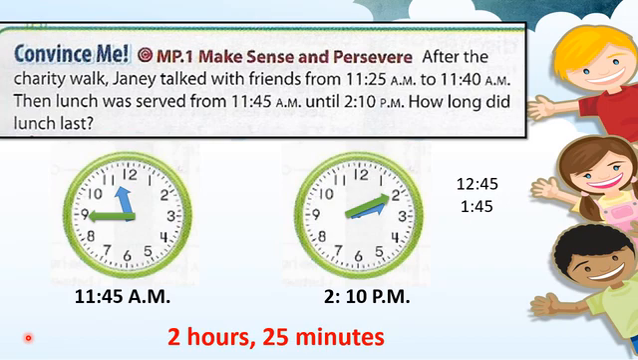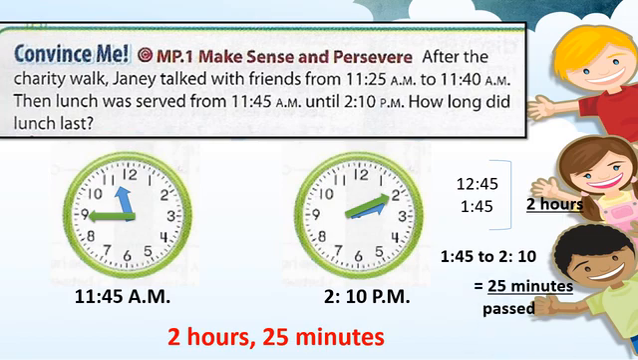How did we get the 2 hours and 25 minutes? As I've told you, from 11:45 to 12:45, it will be equivalent to 1 hour. Then move again 1 hour, 1:45, so that will be equivalent to 2 hours. Now, from 1:45 to 2:10, there are 25 minutes passed. So, the lunch lasted for 2 hours and 25 minutes.